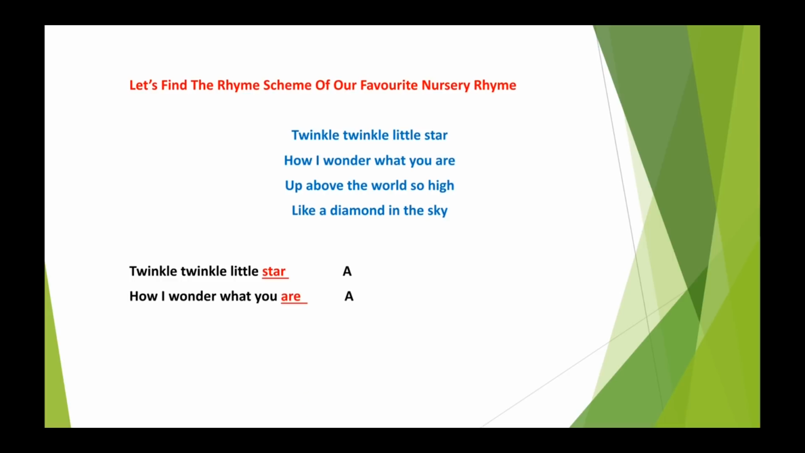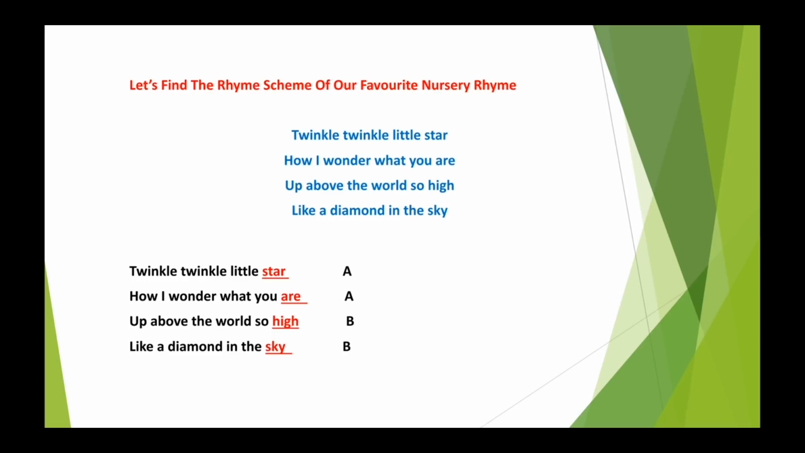So, we will give letter A. Now, for the second line, how I wonder what you are. Now, are is rhyming with star. So, again A. Up above the world so high. Now, high is not rhyming with star or are. So, we will write B.